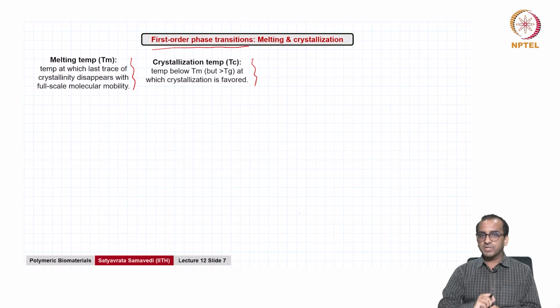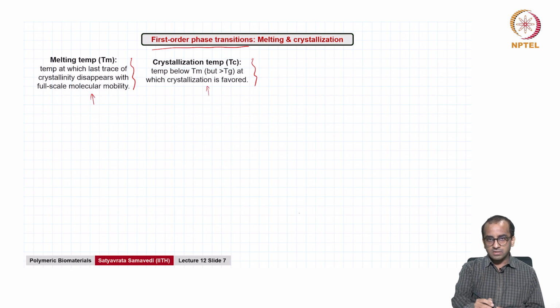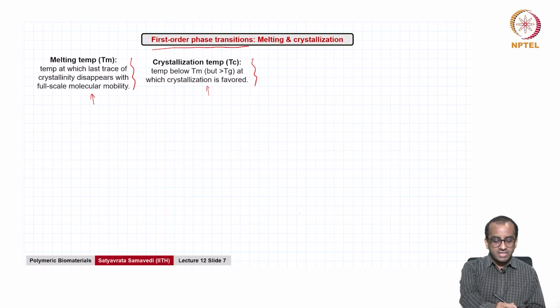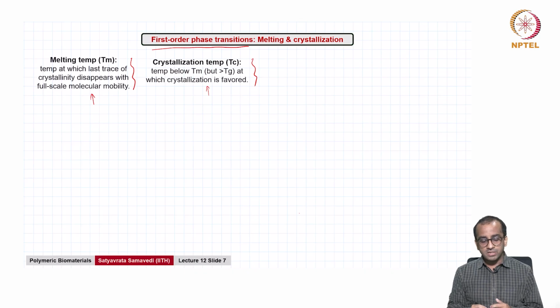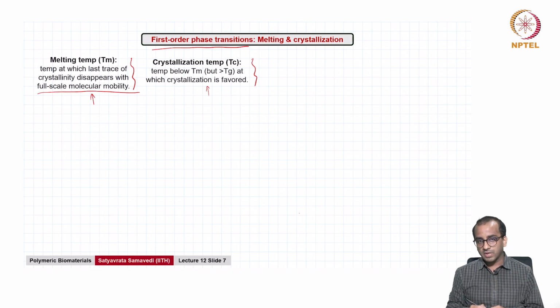That's one of the distinguishing features compared to small molecules, for example. So here there are different ways to define these things. One working definition that would be useful for us, again from the understanding of the physics of these kinds of phenomena, is to define melting temperature as the temperature at which the last trace of crystallinity disappears with full scale molecular mobility in the polymer, right, going from a complete solid to a complete melt where there is no trace of crystal left at all.